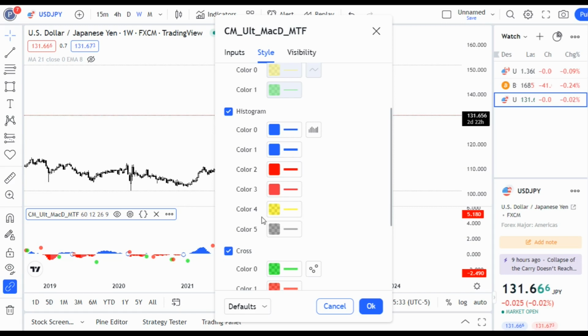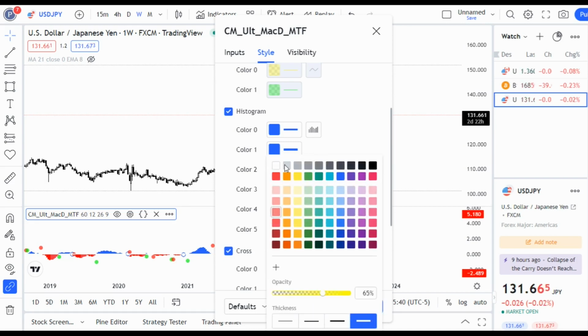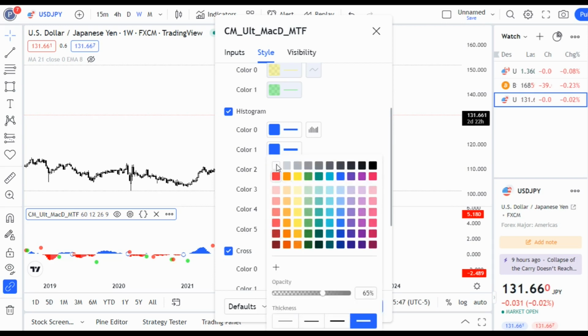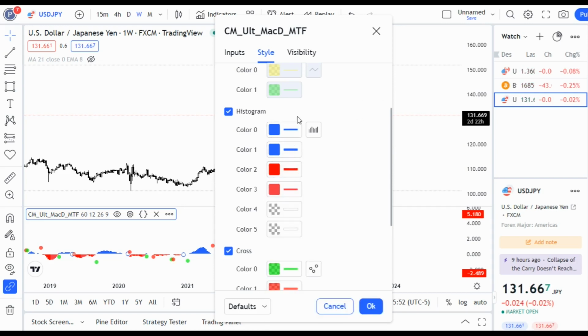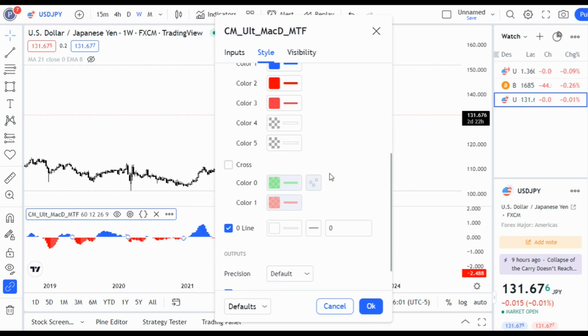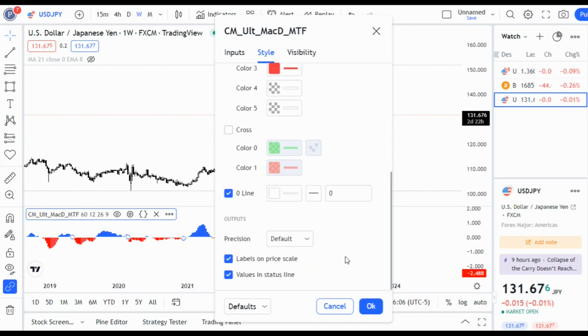Okay, so when it comes to this yellow color, I will just try to leave it white with 0 opacity. The same applies to this, white with 0 opacity. I need only these two, very important for me. Then when it comes to the cross, I don't need this cross here. Just take it out.